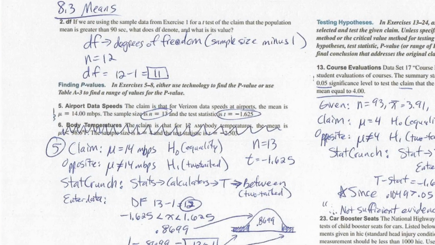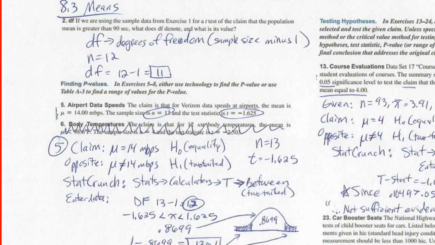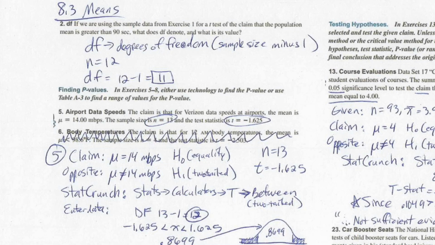Okay, halfway done. We're on page 3 here, 8.3. Sorry that I'm going kind of fast, but you can always pause it and rewind it. Just kind of going over my answers here. So 8.3, we're going to be testing out means. Sample means and population means.